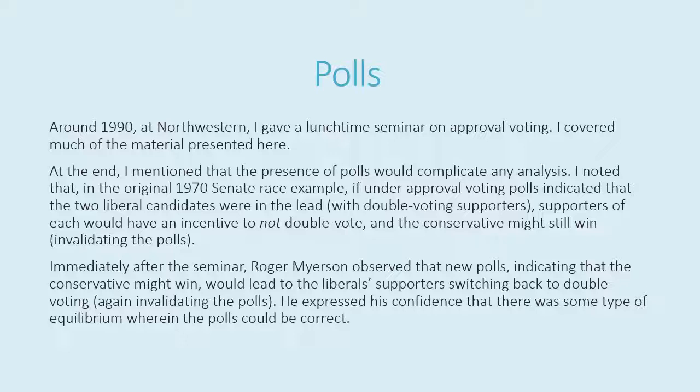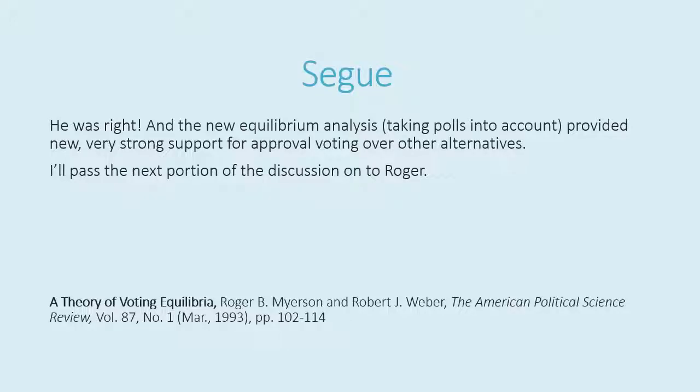As soon as I was done, Roger came up and noted that a new poll, reporting the change in predicted outcome, would likely lead to the liberal supporters again changing their plans and returning to double voting. This would then invalidate the new poll's predictions. Roger expressed his feeling that there should be some type of equilibrium in which the polls could be correct. Not surprisingly, Roger was right.